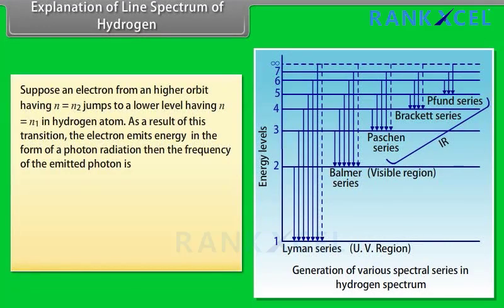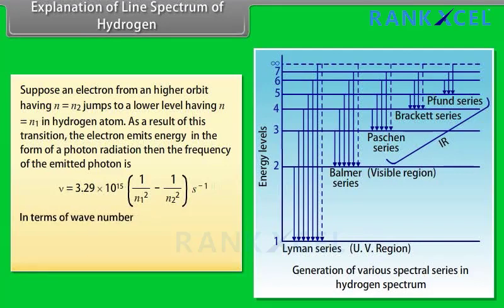Suppose an electron from a higher orbit having n = n2 jumps to a lower energy level having n = n1 in hydrogen atom. As a result of this transition, the electron emits energy in the form of a photon radiation. Then the frequency of the emitted photon is, frequency = 3.29 × 10^15 × (1/n1² − 1/n2²) per second. In terms of wave number, it is 109677 × (1/n1² − 1/n2²) per centimeter.